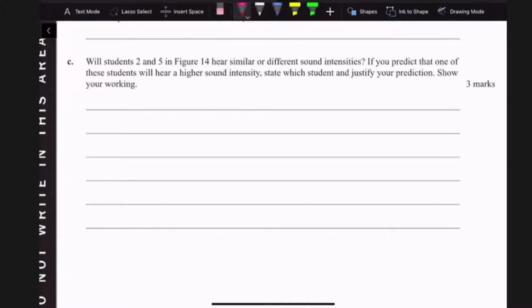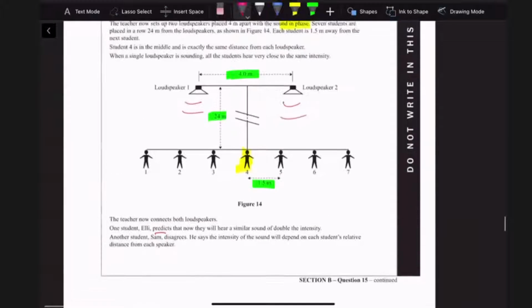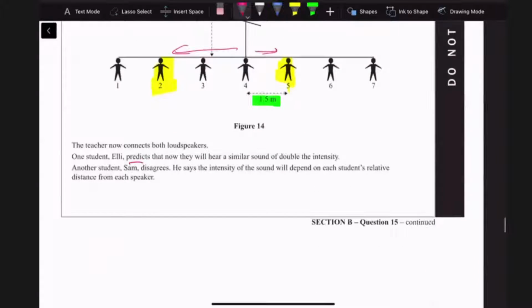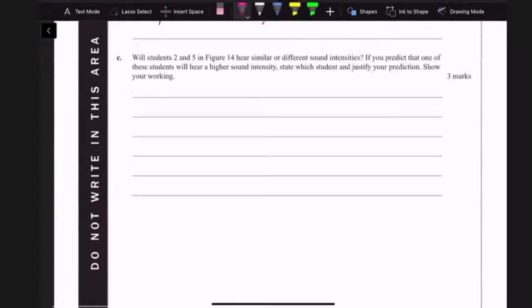Do students 2 and 5 hear similar sounds or different sound intensities? And if you predict one will hear a higher one, which one would it be? So students 2 and 5 are these 2 kids. As you can see, they're already a different distance apart from the middle, so we can assume that they won't hear the same.